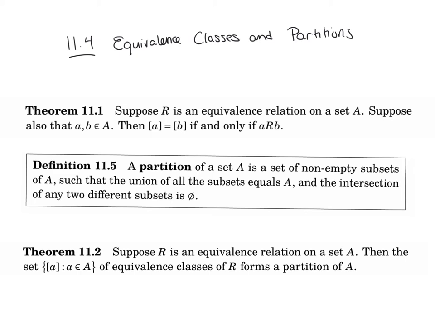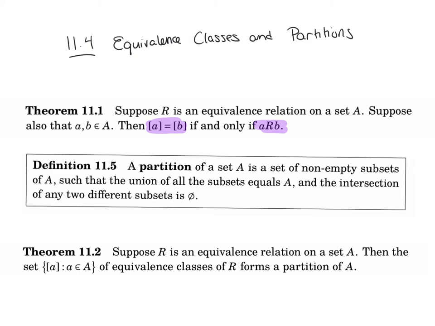So the first theorem says if you have an equivalence relation R on a set A, then for any a and b in A, we get that the equivalence class of a is equal to the equivalence class of b if and only if a and b are related. So as long as they're related, they have the same equivalence class, and if they're not related, then they don't have the same equivalence class. It can't be that they're related to each other in some ways but not everything. Either they have exactly the same equivalence class, or they're just not related at all.